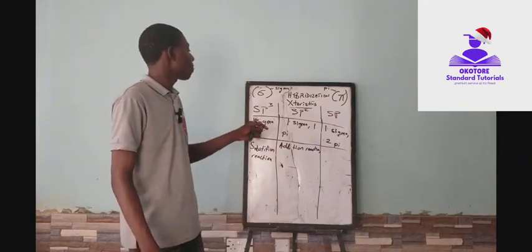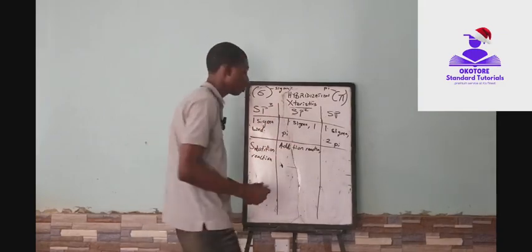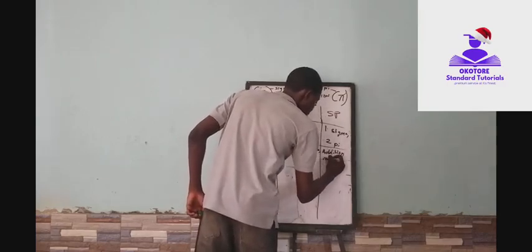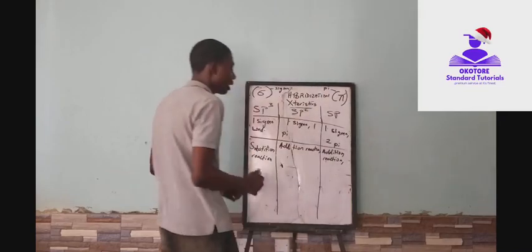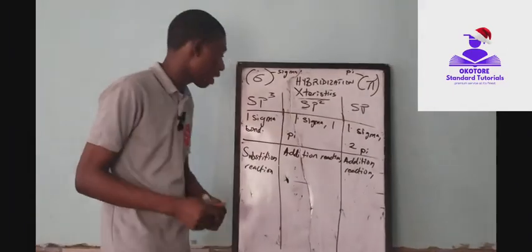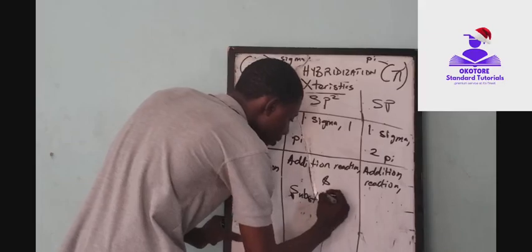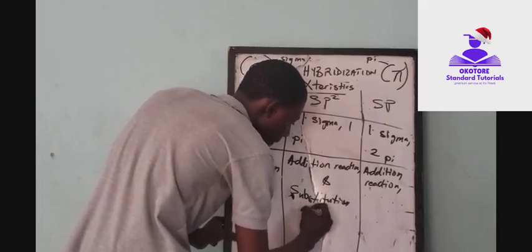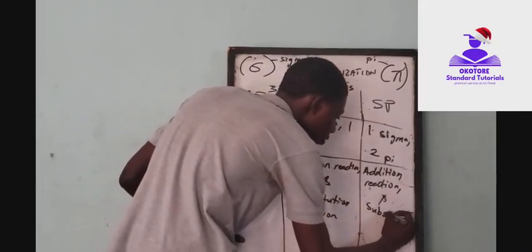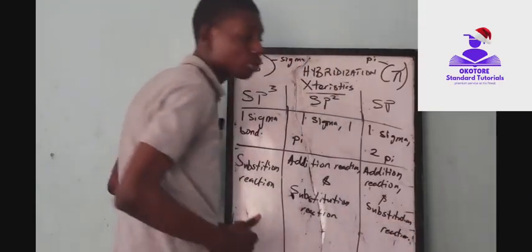Are we clear? So I said sp3 carry out substitution reaction. For sp2 and sp, that means they can both carry out what? Addition reaction. Are we clear about that? They can both carry out addition reaction, but they can also carry out substitution reaction. So they can carry out addition reaction and what? Substitution reaction. So over here too, addition and substitution reaction. Are we clear about that? So you understand what I'm saying?